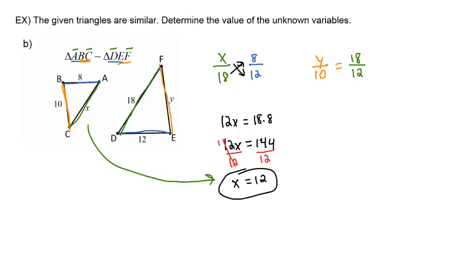Again, I'm going to cross multiply to solve. So Y times 12 we'll write as 12Y. And then 10 times 18 is 180. We want to divide out the 12 from both sides. So 12 over 12 is just 1. It goes away. And I'm left with y on my left side. And 180 divided by 12 is going to be 15. So the value for y ends up being 15.